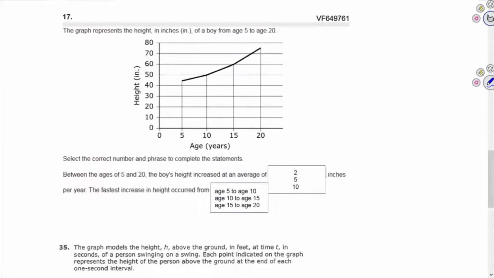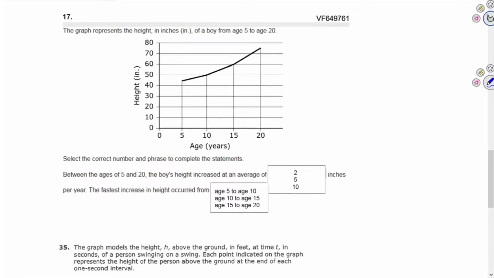Number 17. The graph represents the height in inches of a boy from age 5 to age 20. Now first of all, looking at this graph, I don't actually believe this is real data because most boys that I know have their growth spurt between 10 and 15 years old. I don't know a lot of boys that have a growth spurt, I mean, there are some, but on average, most boys don't have a growth spurt between 15 and 20. Here we go.